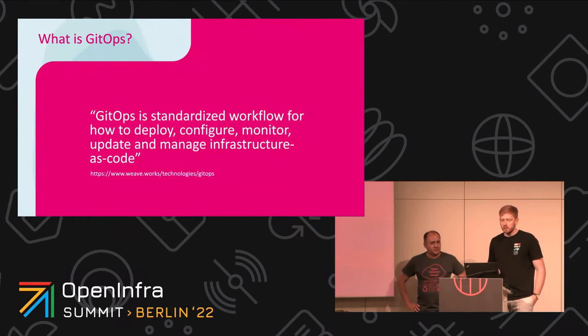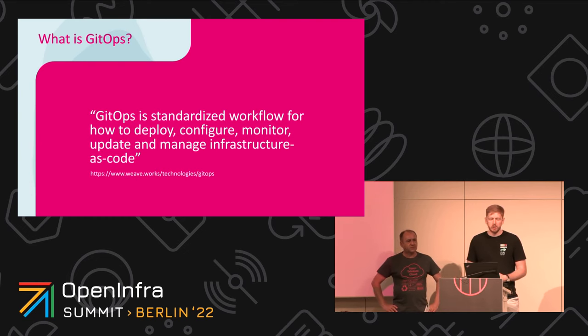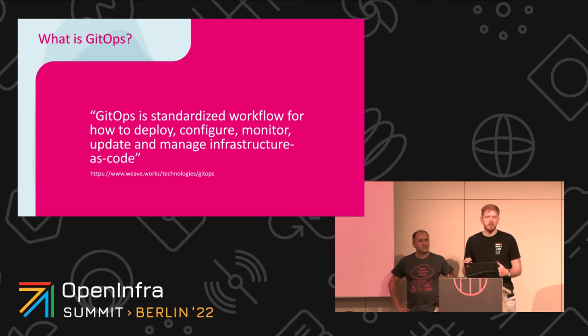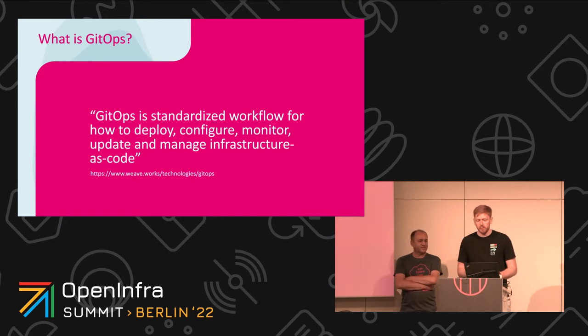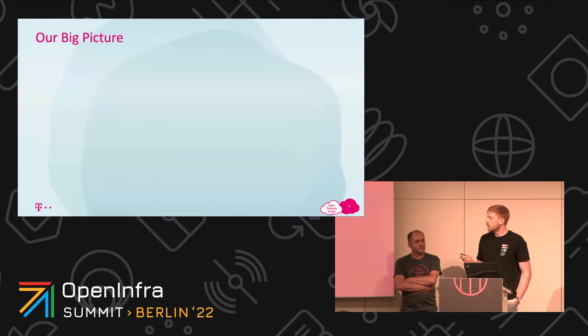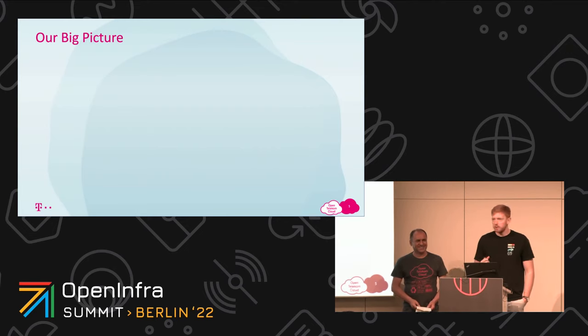So what is GitOps? GitOps is a standardized workflow for how to deploy, configure, monitor, update, and manage infrastructure as code. A long sentence, but in short, you keep your state inside Git, and this is the only point of truth. If you want to look a little bit deeper into what GitOps is, I recommend Weaveworks. You can read a little bit more about GitOps there. But we want to do the real stuff. We want to make some coding session here.